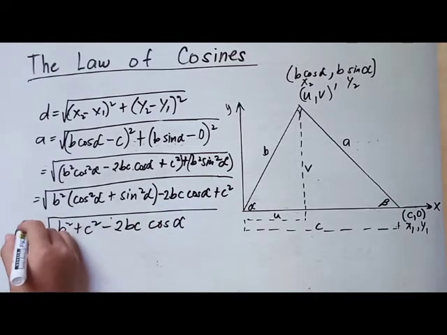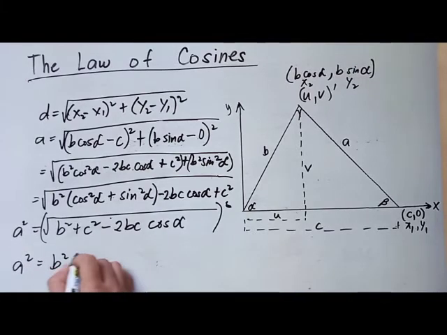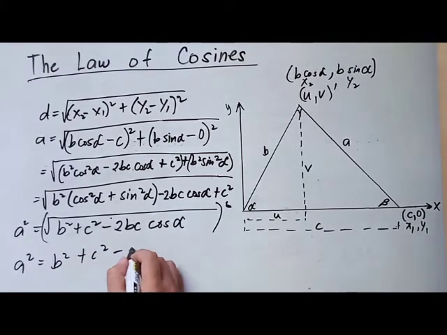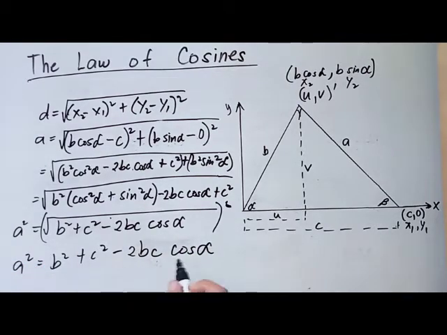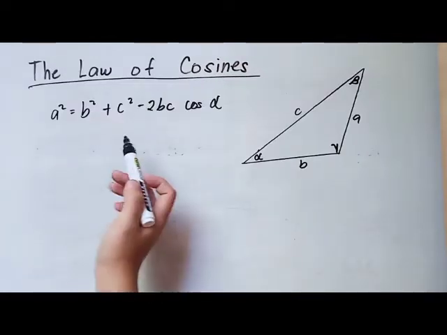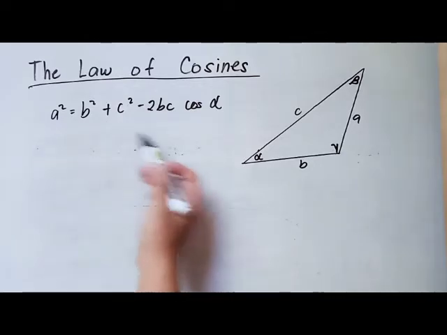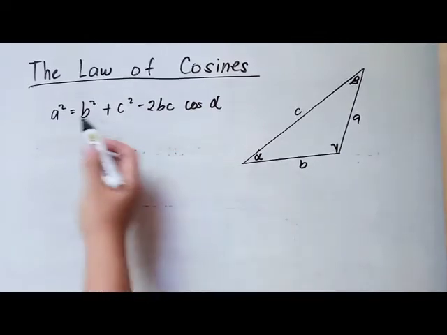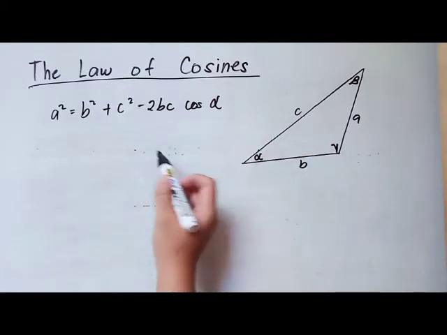Squaring both sides, a squared is equal to b squared plus c squared minus 2bc cosine alpha. And the two other equations are derived in the same way. So that is only for side a. And we notice that in finding side a, what is involved here are the two sides, which are b and c, and the included angle, cosine alpha.